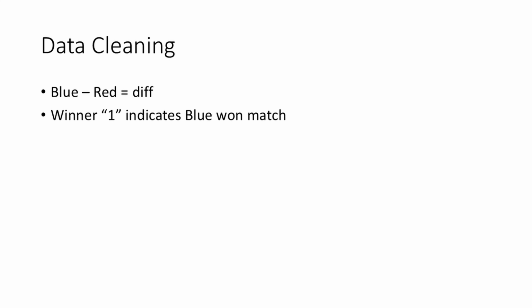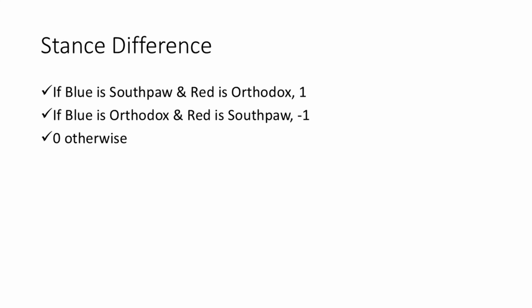The primary approach is to take all of the blue fighter's career statistics and subtract the red fighter's statistics. We then convert our winner column to 1 if blue is the winner and 0 otherwise. To utilize the stance column, I decided that if blue was southpaw and red is orthodox, the value should be 1. If blue was orthodox and red was southpaw, the value should be -1. I am not familiar with the other stances, so everything else will be assigned 0.